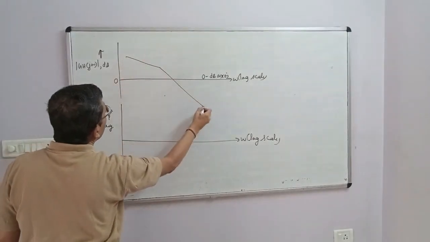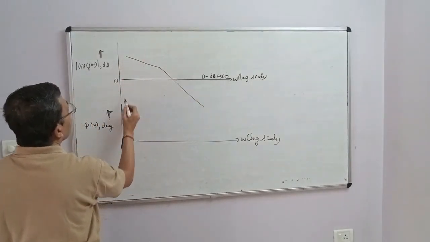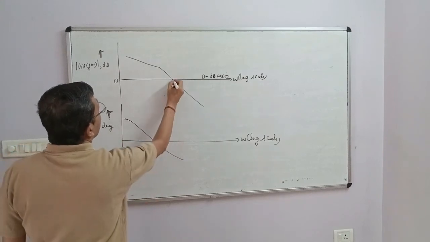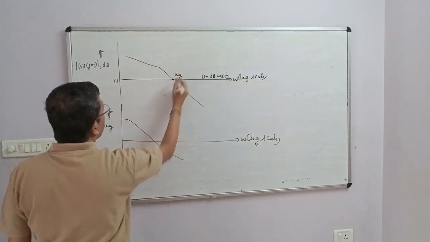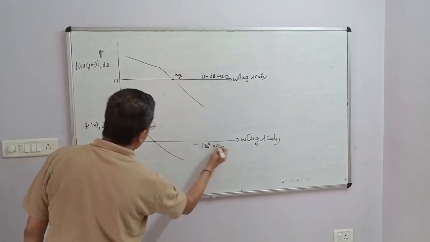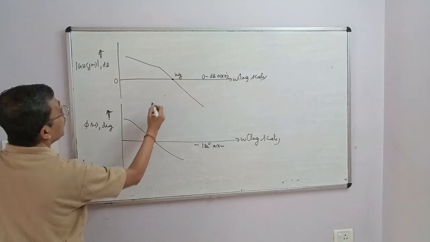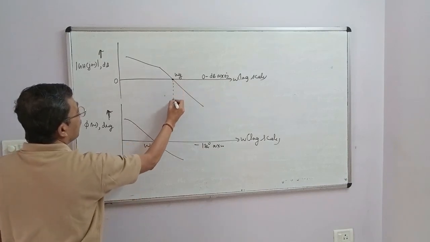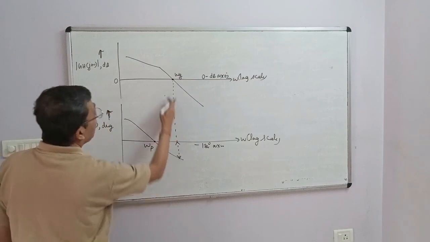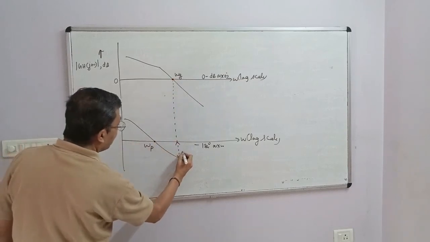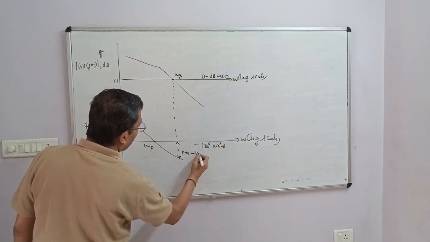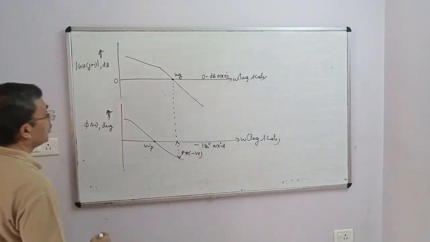This is the magnitude diagram, and let us assume that this is the phase diagram. This is omega g. This is minus 180 degree axis, and this frequency is omega p. At omega g, we measure phase margin. This intercept measured at omega g is phase margin. It is below minus 180 degree axis. Therefore, phase margin is negative.